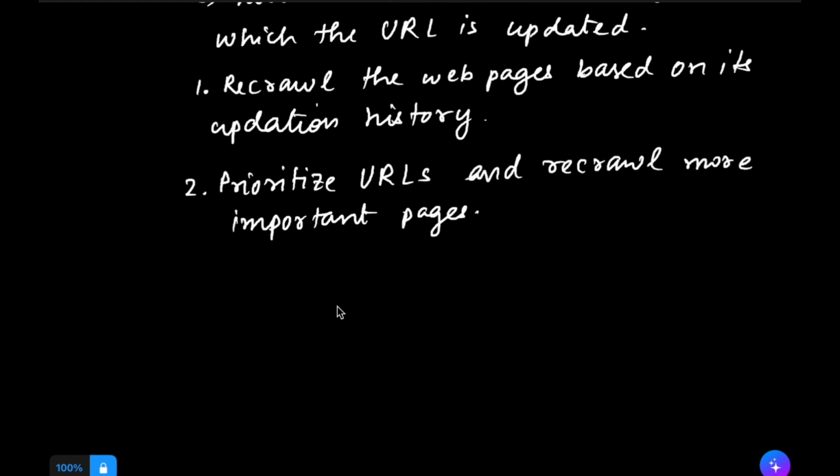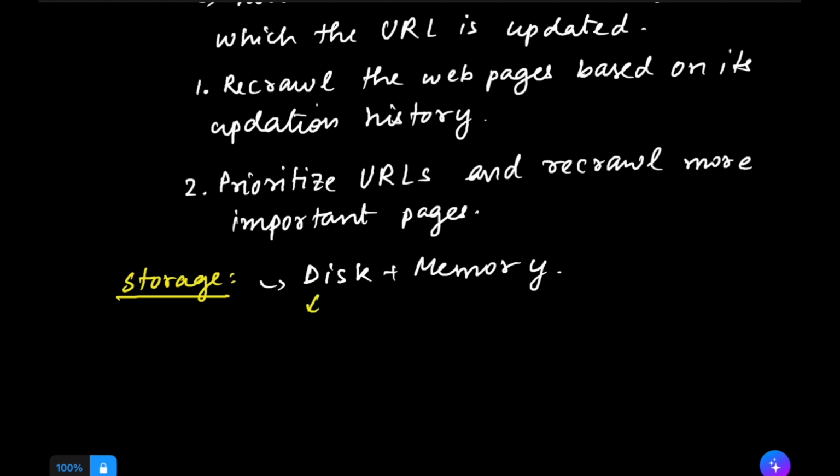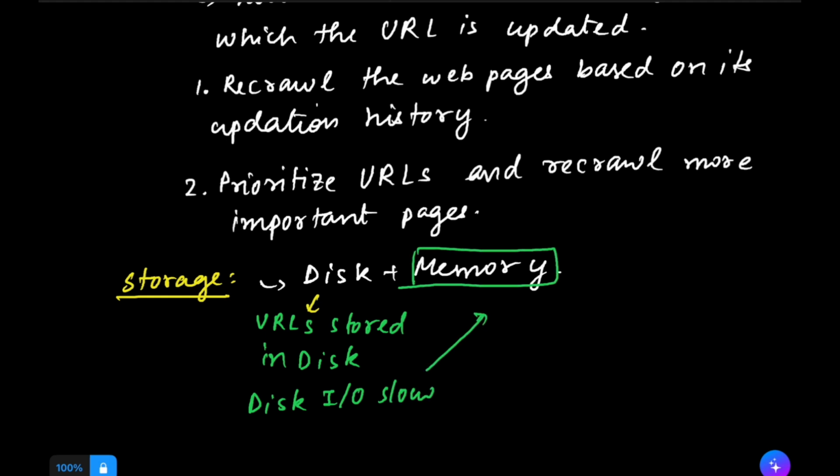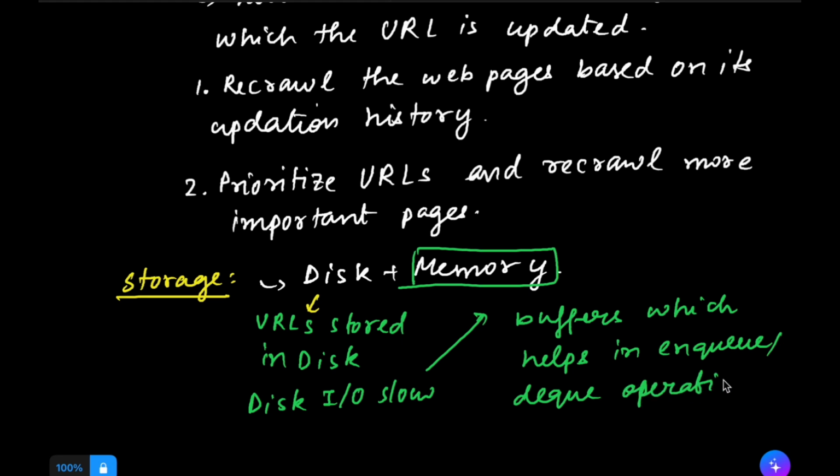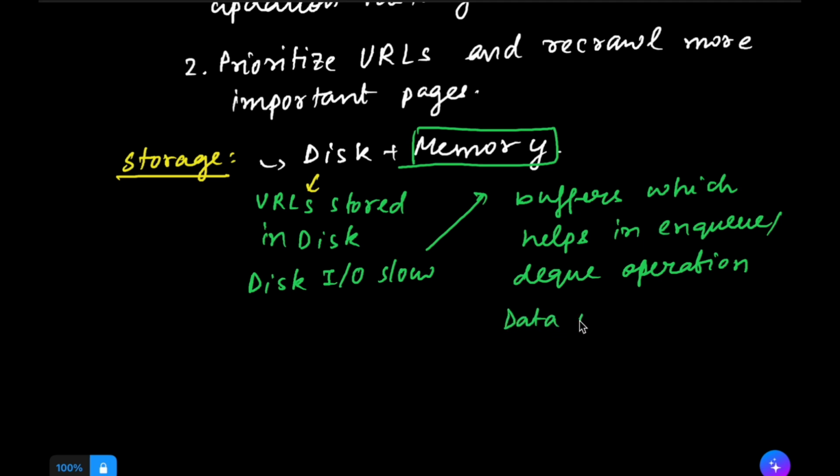And another thing is, what is the storage for this URL frontier? Since hundreds of millions of URLs are present over the internet, how do we handle the storage? Storage is handled efficiently. What we do is use disk plus memory. Most of the URLs are stored in disk, but disk IO is slow. So we take the help of memory. In memory we have buffers, which help in enqueue or dequeue operations. And whenever the data in the buffer is full, it is flushed to disk.